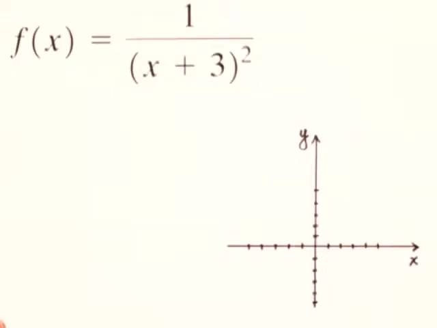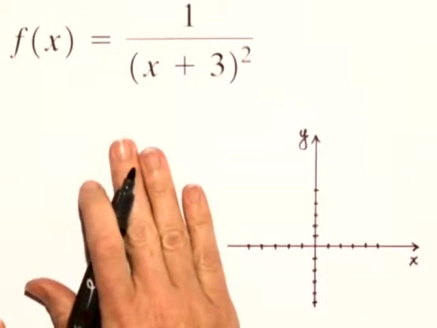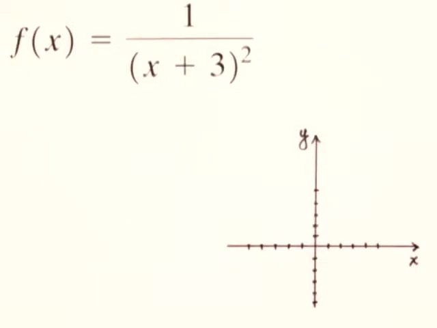For this problem, we're given a rational function. First, we'll find its domain, and then we'll use several steps in order to graph the function. So we have f of x is equal to 1 over the quantity x plus 3 squared. So the first thing we want to do is find out what is the domain of this rational function.